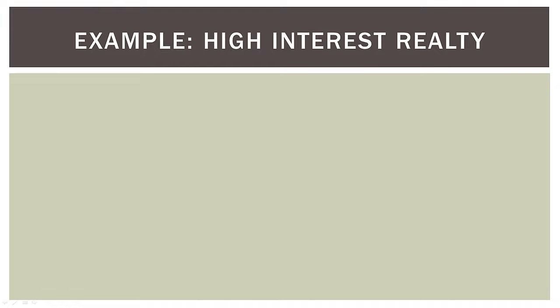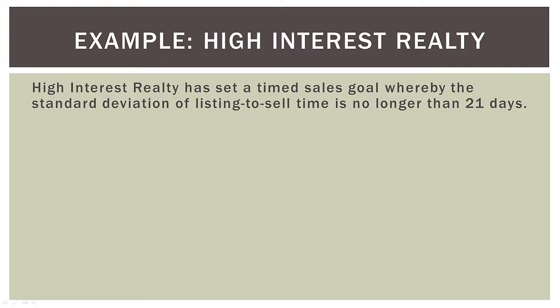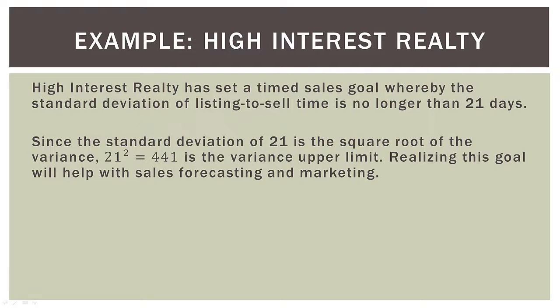So we'll start off with our first example. This is High Interest Realty. High Interest Realty has set a timed sales goal whereby the standard deviation of the time from listing a home to selling the home is no longer than 21 days. So they want a standard deviation of 21 days. Now, since the standard deviation of 21 is the square root of the variance, 21 squared, or 441, is the variance upper limit. Realizing this goal will help with sales forecasting and marketing.